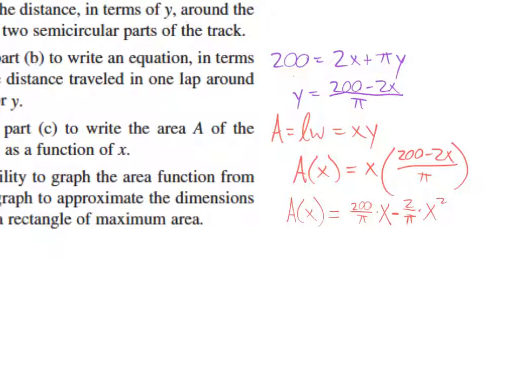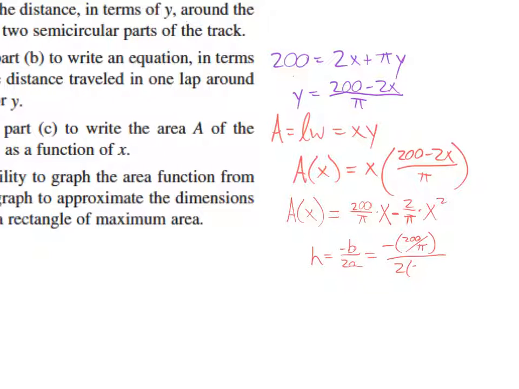Is this in vertex form? No. Okay, so this is where, remember I told you it's helpful if you remember h is negative b over 2a. Remember b is the coefficient of x. 200 over pi? Yeah, so we got a negative 200 over pi over 2 times the coefficient of x squared. A is always the coefficient of x squared.